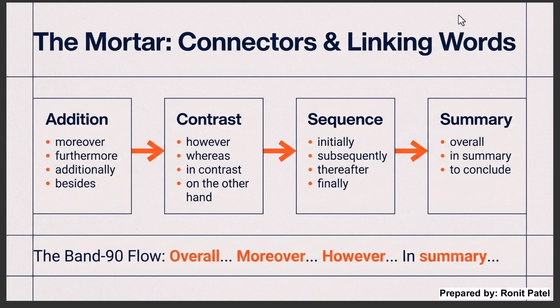A band 90 flow model is provided below. It starts with overall, then moreover, however, and in summary. So this is basically your fluency skeleton. Now, a common mistake that students make is overusage of and. Students tend to use and frequently. Try to replace and with moreover, additionally, and whereas to avoid repetition.